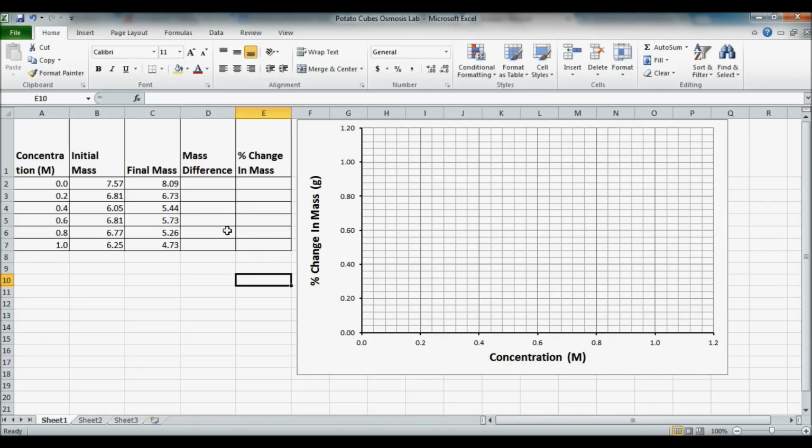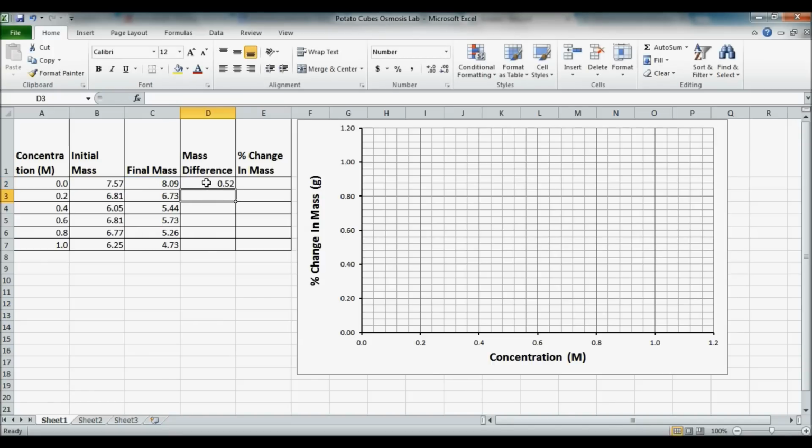So what I'm going to do right now is calculate the mass difference first. I'll use the formula bar property of the Excel spreadsheet. I will put an equal sign here and then click on the final mass value minus initial mass and click enter. This is the difference in final mass and initial mass.